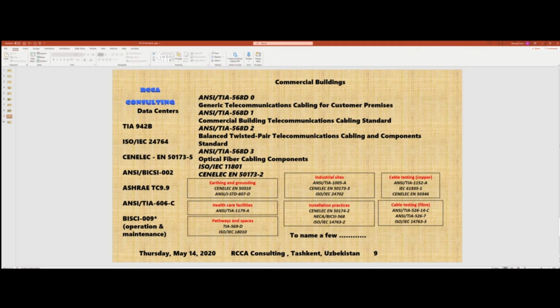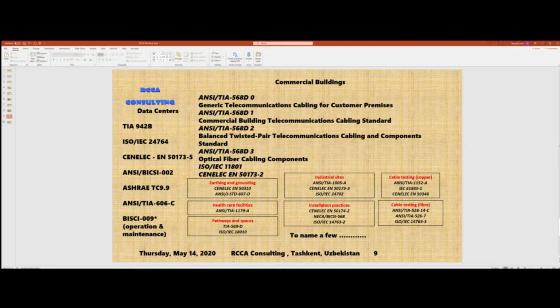When you're looking at commercial buildings, you'll look at 568-D and its four variants. 0 is basically the generic, section 1 deals with the cabling standards, section 2 will deal with the twisted pair or copper cabling and components requirements, what it needs to be able to meet to call itself a Cat 5, Cat 5e, Cat 6, Cat 6a. In regards to D, section 3, it relates more to the fiber optic components. This is really towards commercial buildings. So this is probably one of the most important ones when you're looking at strictly the commercial side of structured cabling systems. That's why it's up there in front and center.